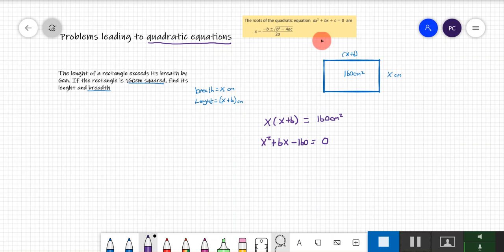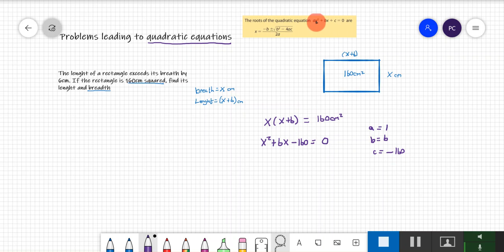Now we can use this quadratic formula. In order to use it, we have to identify what each of the parts are. So what is a, what is b, and what is c? We can see that a is equal to 1, because this is 1x squared, so the coefficient of this term is 1. b is 6. And c is minus 160.